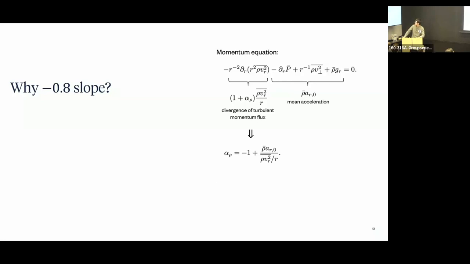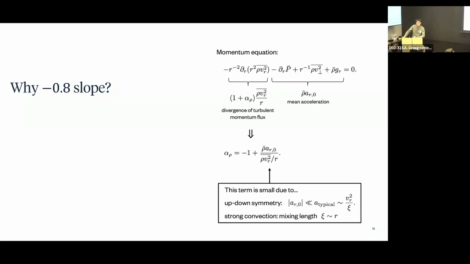What we're going to argue next is that this second term is actually small. And there are two reasons that contribute to this. The first is that our flow consists of highly turbulent convective turbulence, so there is an approximate up-down symmetry, meaning that when you drive bubbles moving out, you also drive bubbles moving in. And that means if you look at the average acceleration in the flow, it's going to be less than the typical acceleration. And the second part that goes into this argument is that the convection is relatively strong.